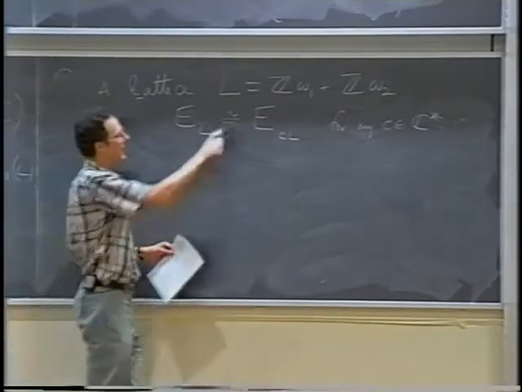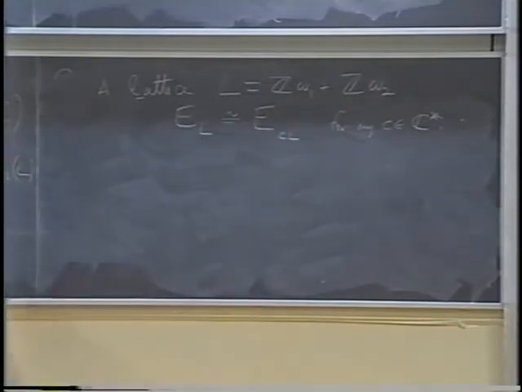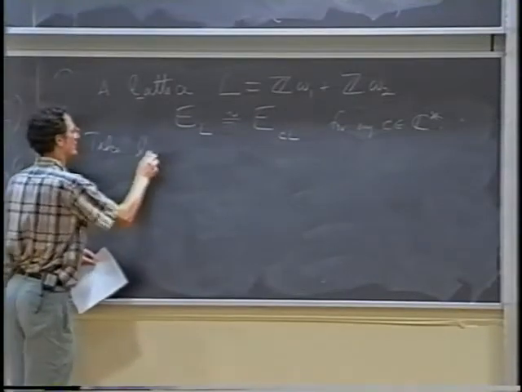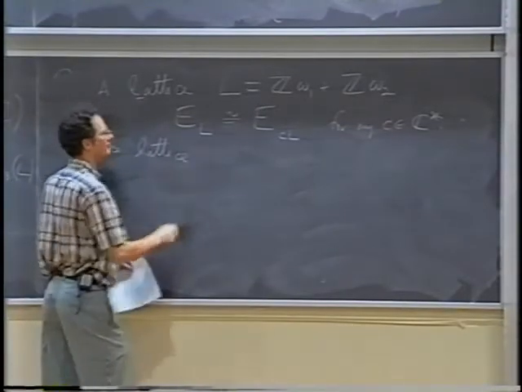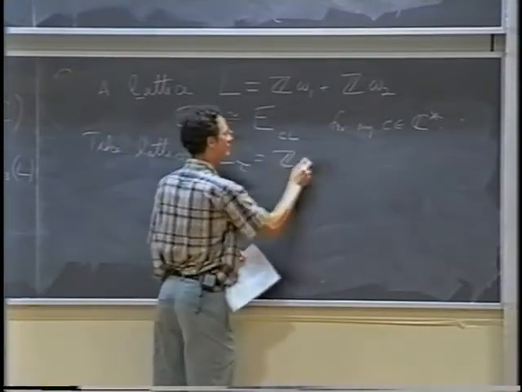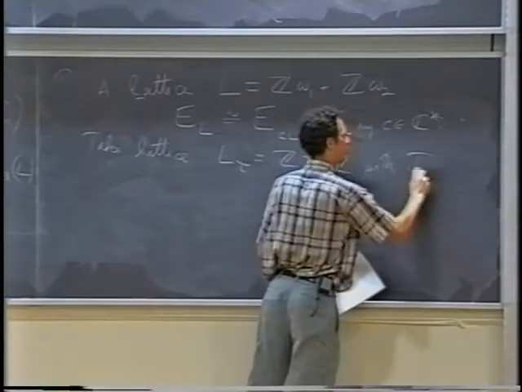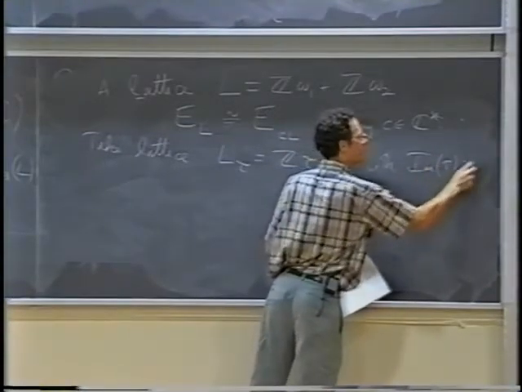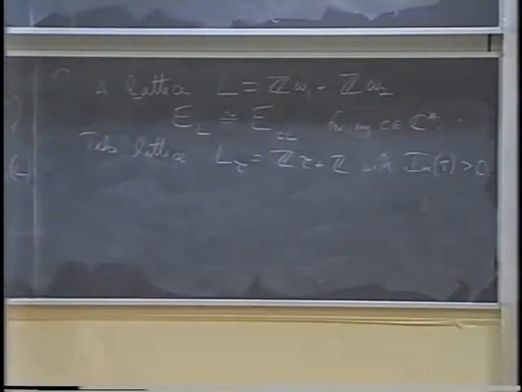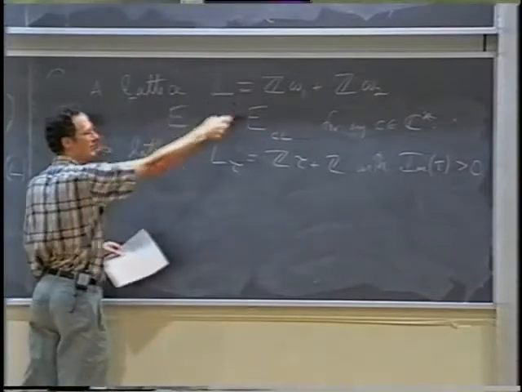So that means it's possible to sort of choose a normalized lattice rather than an arbitrary one. So we can take lattices, called L sub tau, of the form Z tau plus Z, with tau in the upper half plane. Just by multiplying through, divide by omega 2, say.